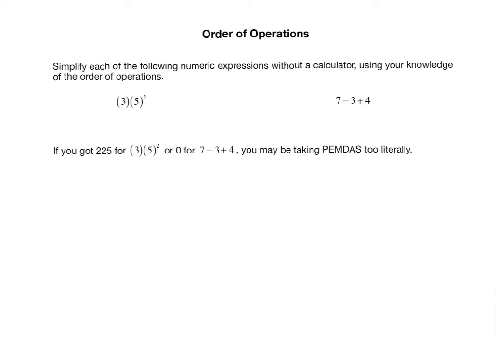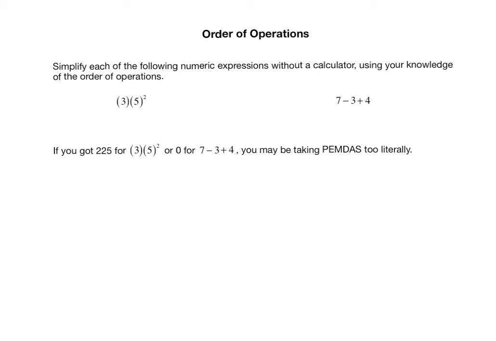Now that you've done the computation, if you got 225 for this right here, or if you got 0 for this expression right here, then you're probably taking the acronym PEMDAS too literally. If you've never heard of PEMDAS, please ignore this, but most people have heard of it, and it can be misleading to some students. We are going to go through the order of operations without the acronym PEMDAS and do some practice as well.